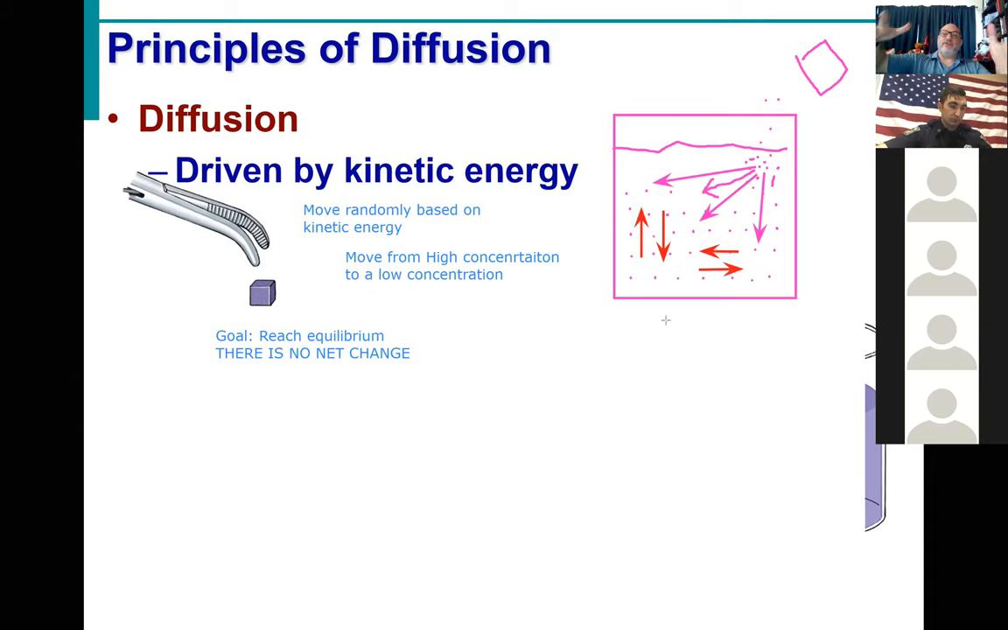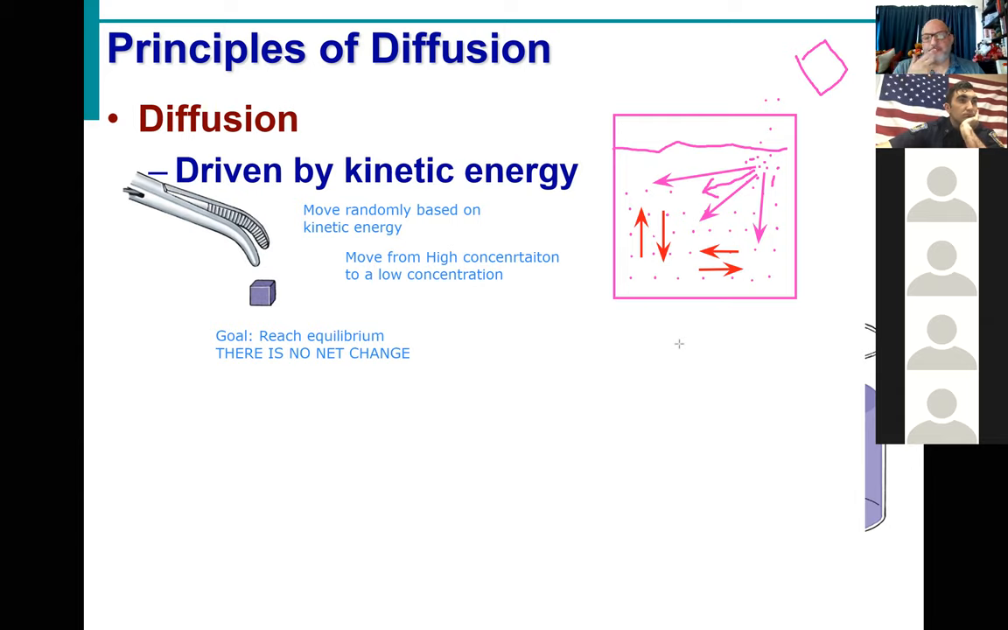If you stood there for a year staring at a pitcher of Kool-Aid, would there ever be a point where suddenly a clear space opened up in the center because all the crystals moved out of that space? No. Once it reaches equilibrium, it doesn't mean the molecules stop moving. It just means there's no net change. Every time one goes left, another one goes right. Every time one goes up, another one goes down. There's still a lot of movement, but there is no net change.